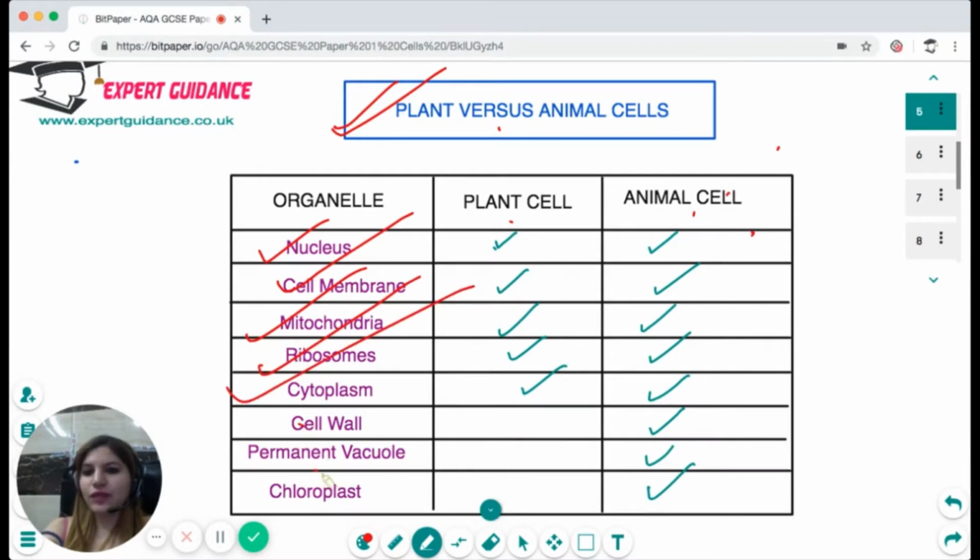And cytoplasm is also present in both of them. But cell wall, vacuole, and chloroplast are present only in the plant cell. So they are absent in an animal cell and present in a plant cell. Okay, so this difference is very, very important.